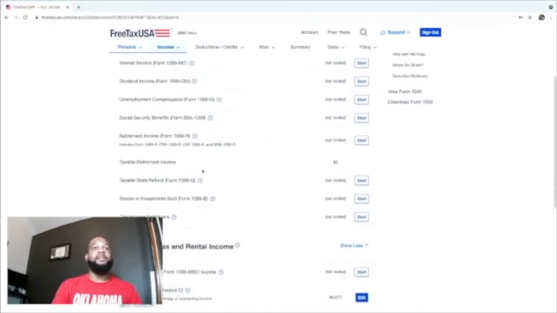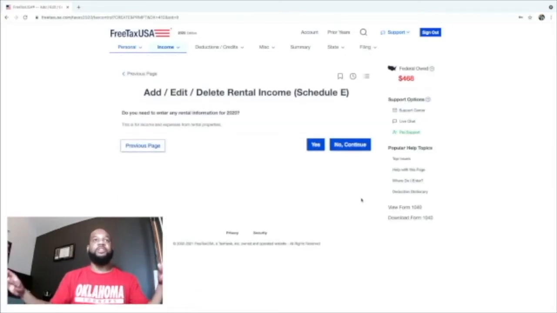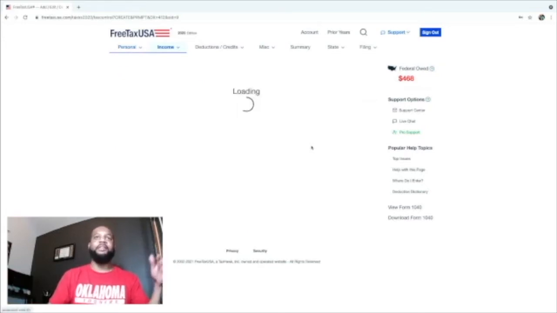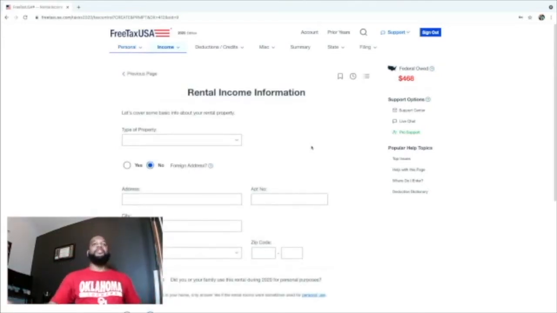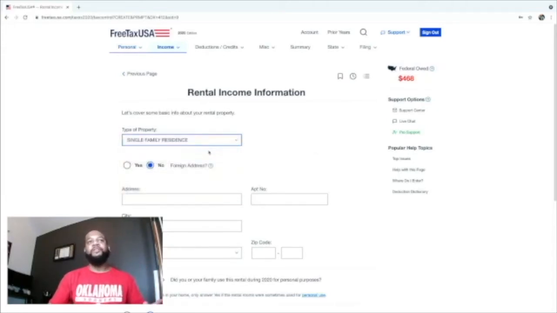All right, so now let's go on to rental income, which is the Schedule E. And we're going to go through this. This should take no time at all, just a little bit of time. We've already gone through the Schedule C. Okay, so do you want to enter any rental information for 2020? Yes. All right, so the types of property: you got single family, multifamily, vacation, commercial, land, whatever. Okay, we're going to go single family.